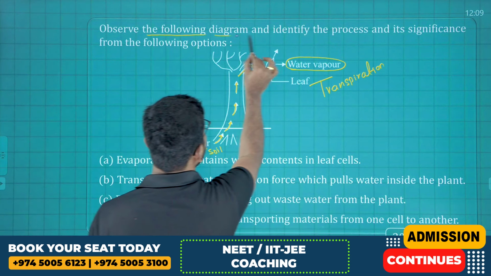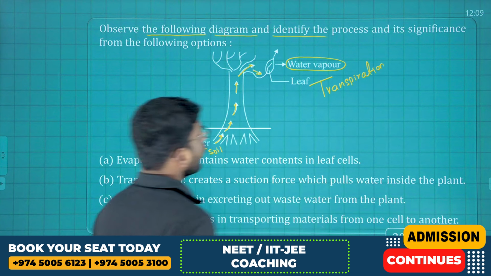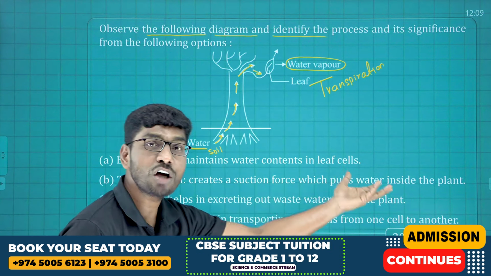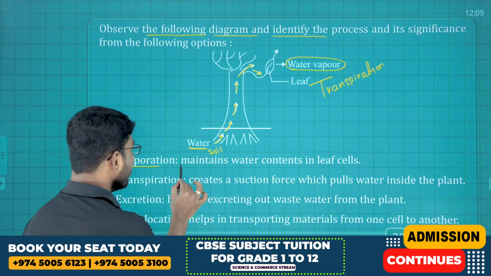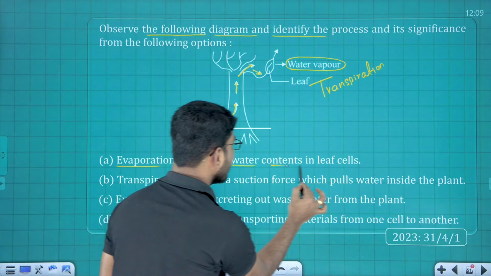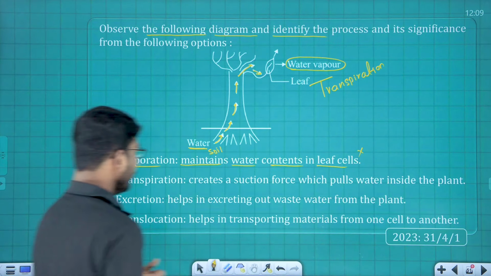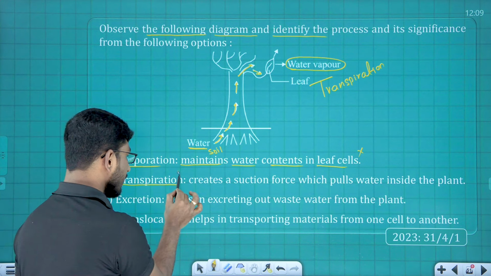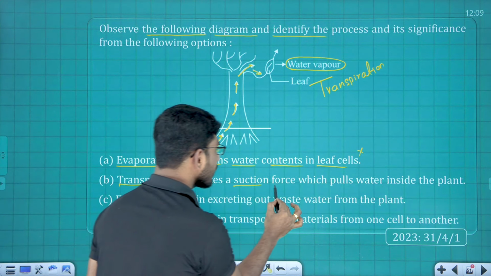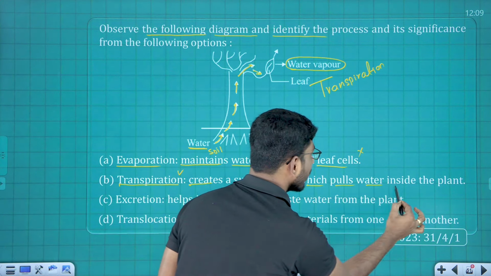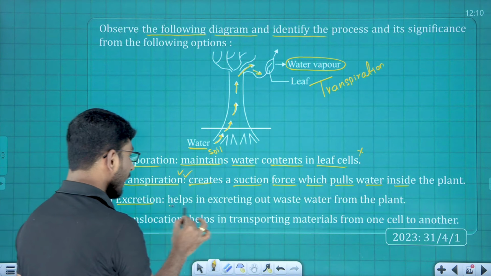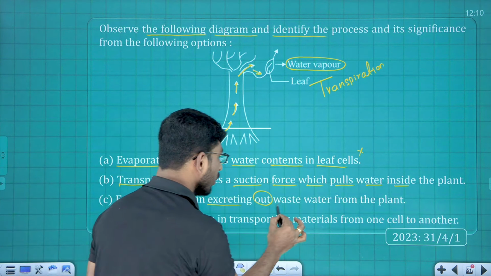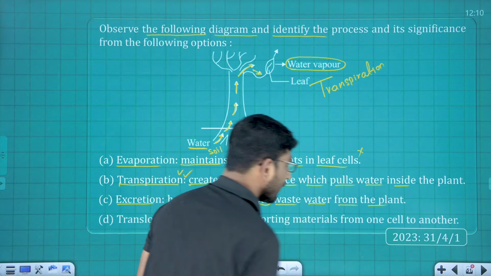Observe the following diagram and identify the process and significance. The process is transpiration. Evaporation, maintaining water content in the leaf? No. Number 2, transpiration. Yes. Create a suction force which pulls water inside the plant. Correct. Next, excretion helps in excreting out waste water from the plant.